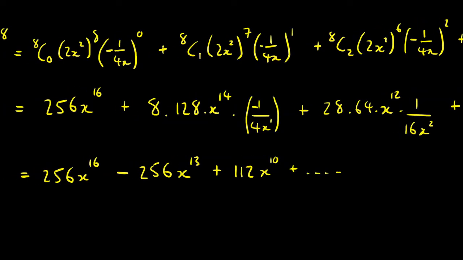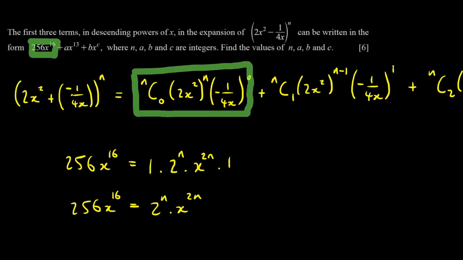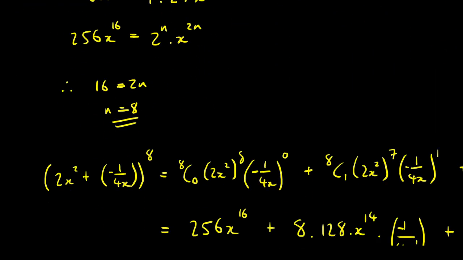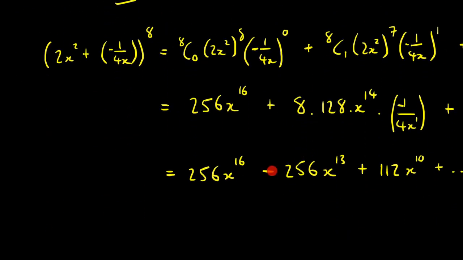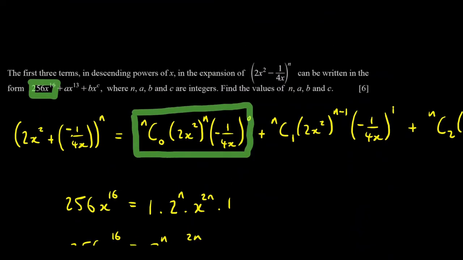So now we can just do a straightforward comparison, isn't it, right? So our coefficient of x to the 13 is a, according to the question. So a is going to be negative 256, right? So let's write this down. So firstly, n is equal to 8. a is equal to negative 256, right? Let's go back up to the question.